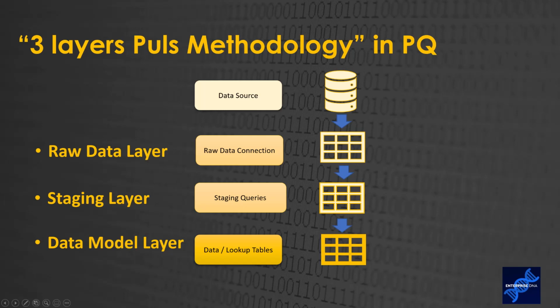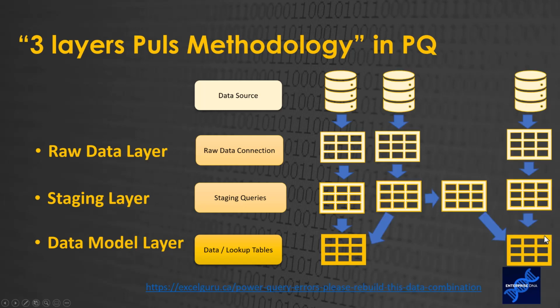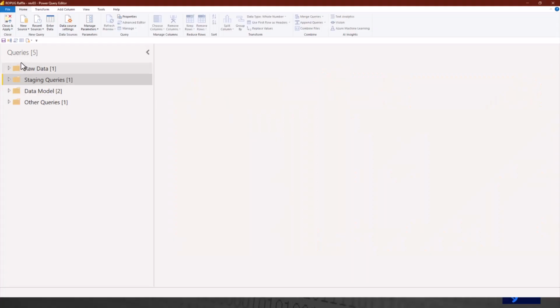There are several benefits in using this methodology, and the 2 most important ones for me at least are the ease of navigating or debugging using dependency view, and the ability to avoid the famous formula firewall errors when combining different files. Ken has a good old article from 2015 explaining this, and you have the link on the screen. So let me show you how I did the 3 layers.